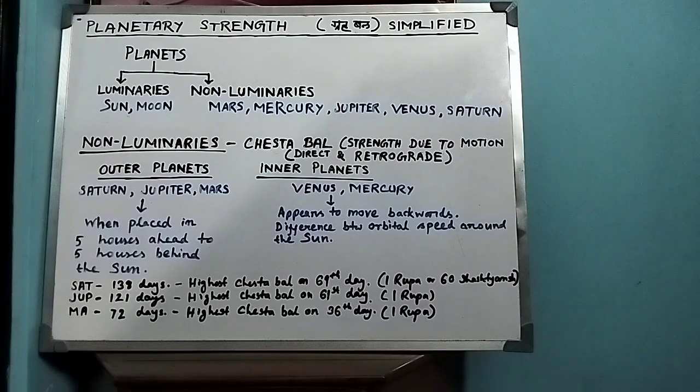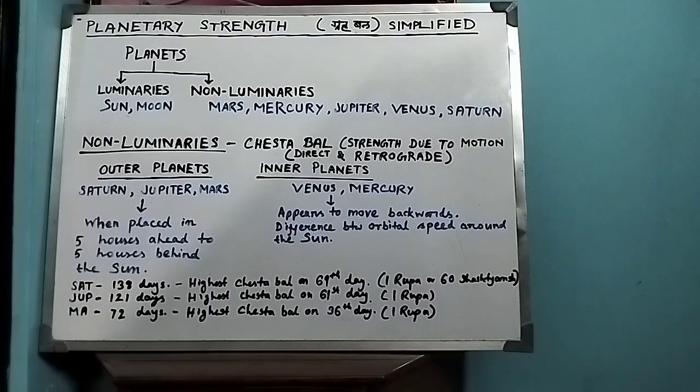Saturn remains retrograde about 138 days. So, on the 69th day from the day of retrogression, Saturn will gain his highest Chestabal just on the halfway mark. Jupiter remains retrograde about 121 days. So, around the 61st day from the day of retrogression, Jupiter will gain his highest Chestabal. Mars remains retrograde for around 72 days. So, he gets full Chestabal on the 36th day from the day of retrogression.